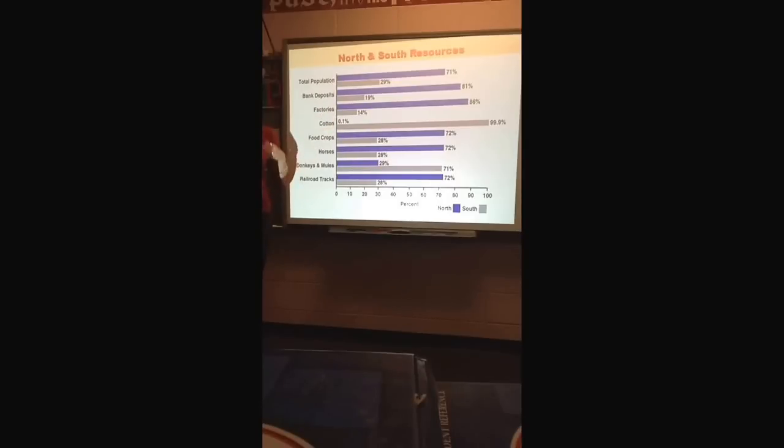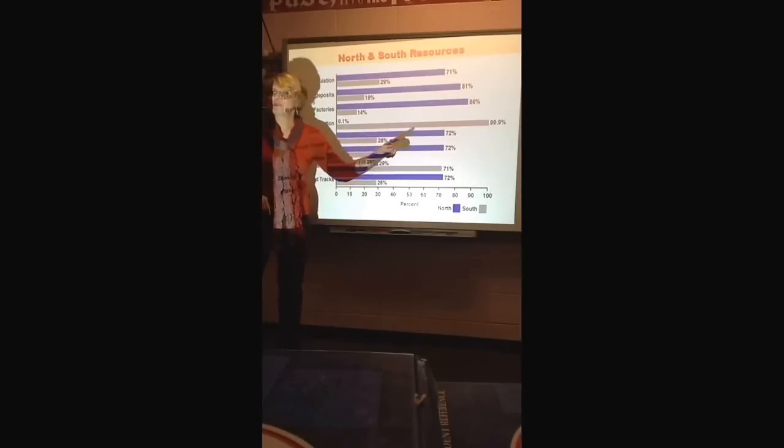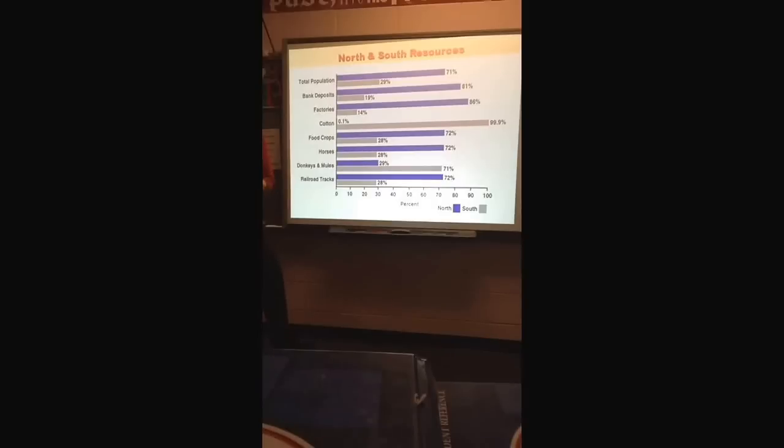Again, the factories, when I explain those other numbers, the graph can make it much clearer. The idea of growing cotton: 99.9% was the South, only 0.1% in the North. Food crops, you can see more than double the North had available food, and you needed this to feed the soldiers. Horses are moving the troops and moving supplies. Donkeys and mules. Now horses can move faster. Donkeys and mules, which are mostly farm type animals rather than transportation type animals, are obviously in the South.